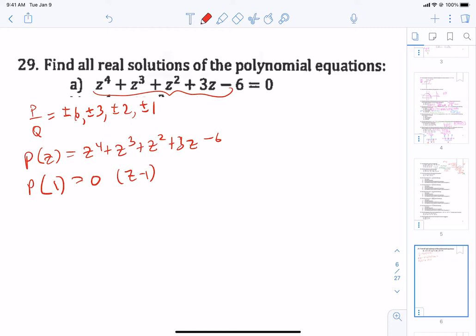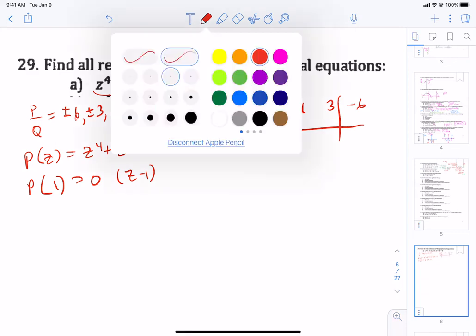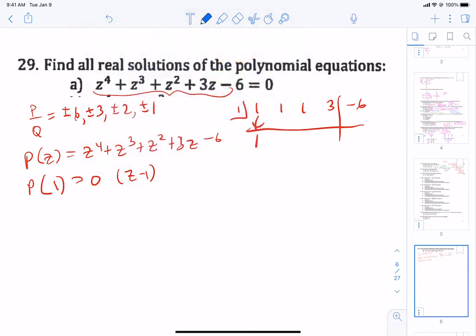And so if we take out 1, I'm going to do synthetic division. And I'm going to just go do the synthetic division to take that z minus 1 factor out. And so you multiply, write it down, add them up. Multiply, write it down, add them up. Multiply, write it down, add them up.